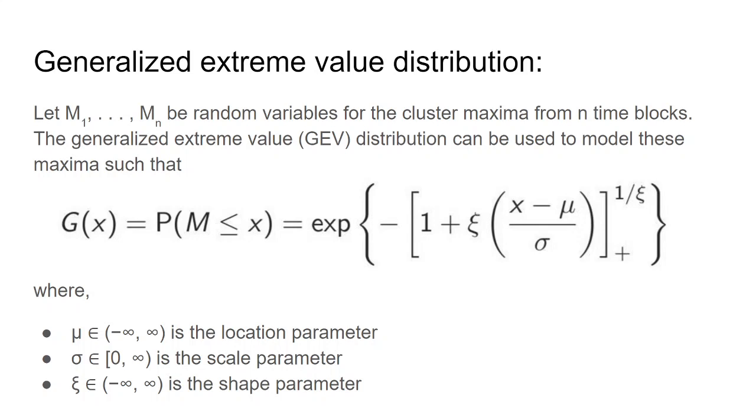In this function, mu corresponds to the location parameter, and it can vary in the range of minus infinity to infinity. And sigma, which is the scale parameter, can vary from 0 to infinity. And then epsilon, which is the shape parameter, is a very important parameter in this distribution. It varies from minus infinity to infinity.